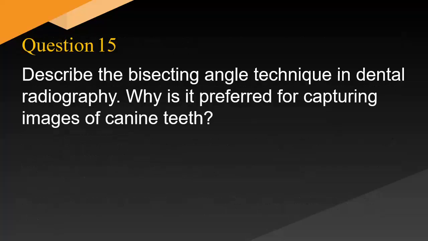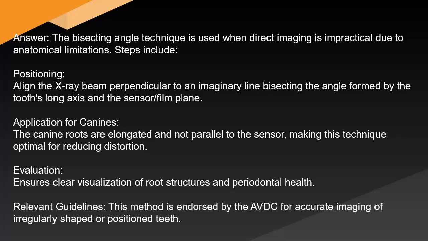Describe the bisecting angle technique in dental radiography. Why is it preferred for capturing images of canine teeth? Answer: the bisecting angle technique is used when direct imaging is impractical due to anatomical limitations. Steps include positioning. Align the X-ray beam perpendicular to an imaginary line, bisecting the angle formed by the tooth long axis and the sensor film plane.